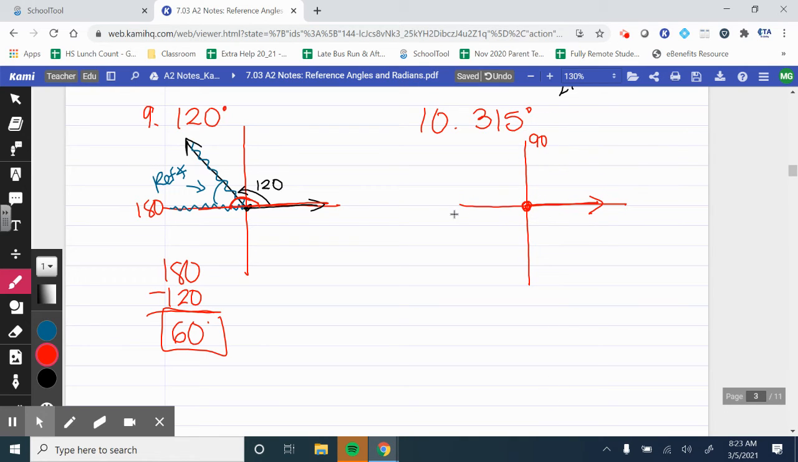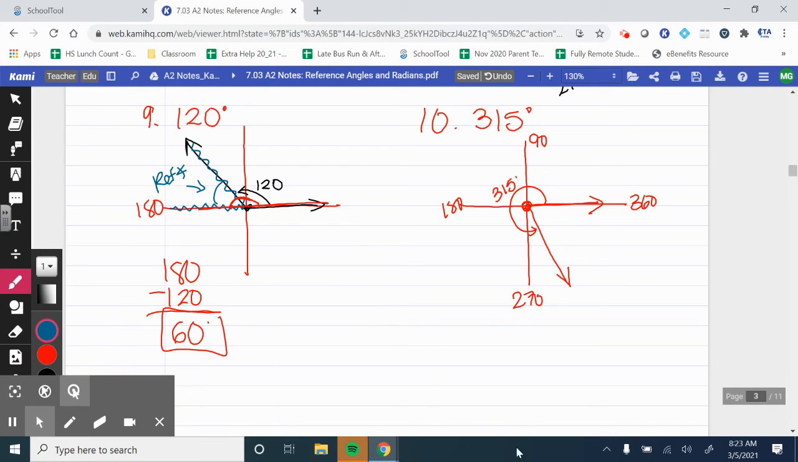This time we've got 90, 180, 270, and 360. So that tells us that we're going to terminate in quadrant 4. So from here to here is 315 degrees. Change colors, squiggle your terminal side of your angle, and then also the side of the x-axis that's closest to that.